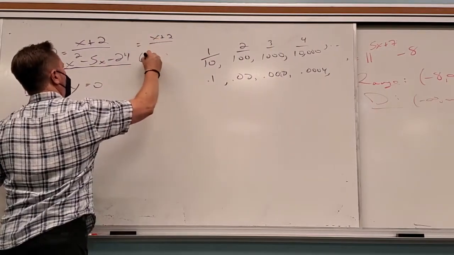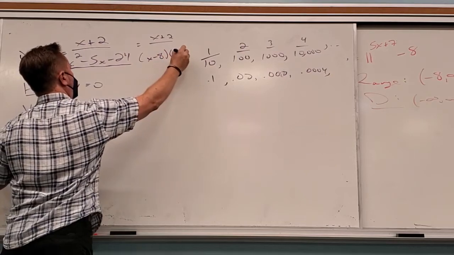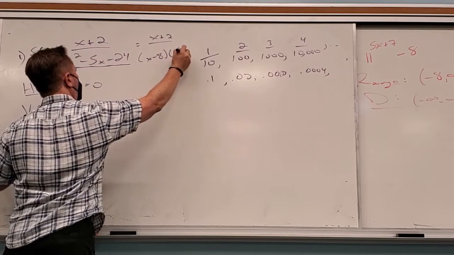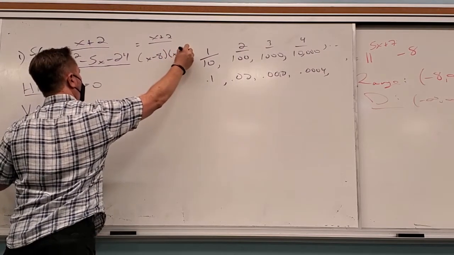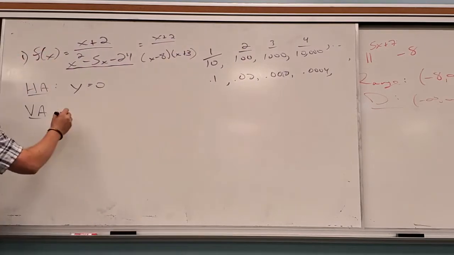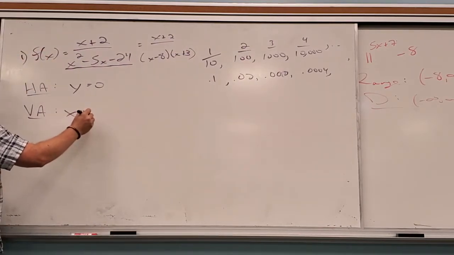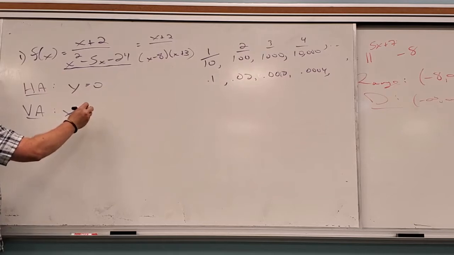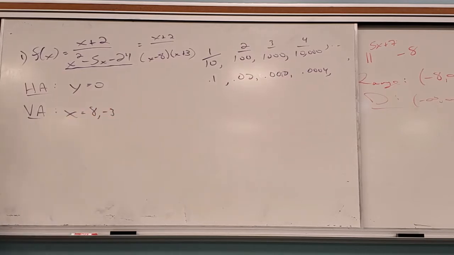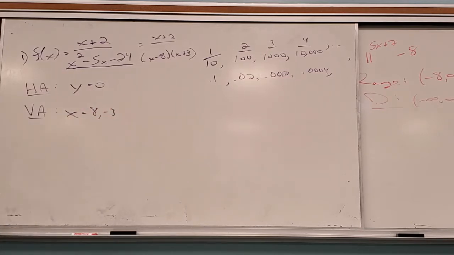x minus 8, x plus 5. No, wait, x plus 3. Okay, so what are my two vertical asymptotes? 8 and -3. Cool. So there's going to be a line at 8, like a dotted line at 8. There's a wall there, and there's going to be a wall at -3, sorry.